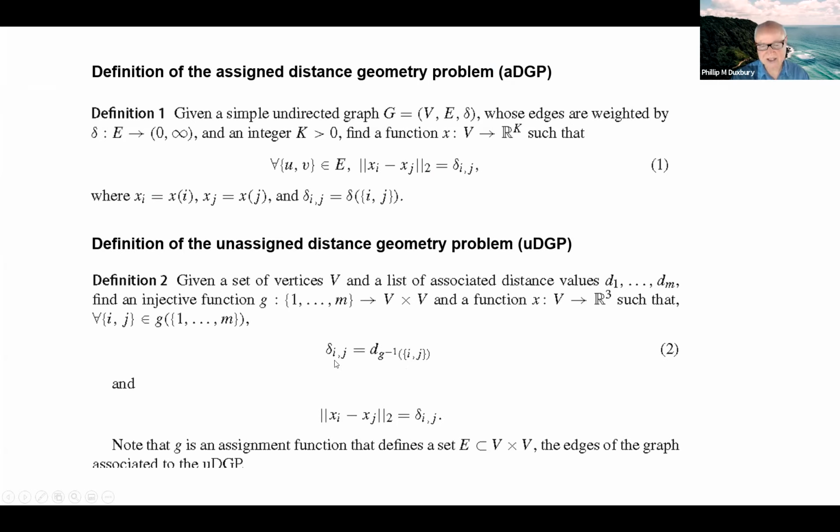And so to define the edge weights in my graph, I have to take an inverse of that function, and that gives me the weight on each edge. So in addition to this part of it, which is the assigned distance geometry part, I've got to do an analysis that gives me this, which is the graph.